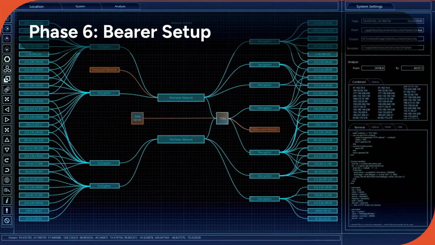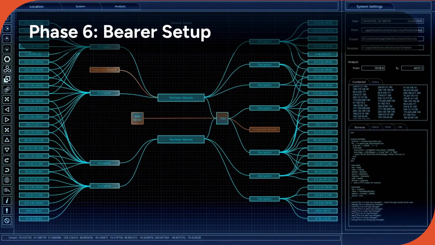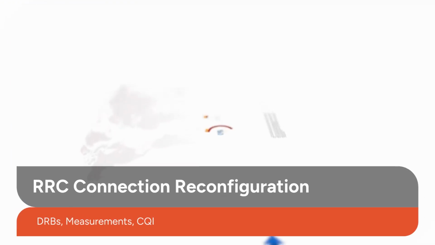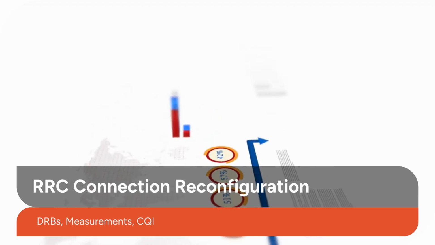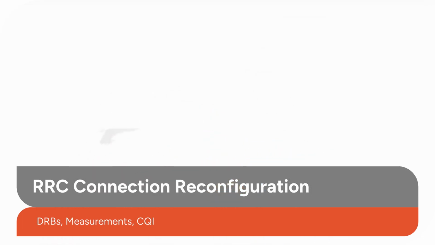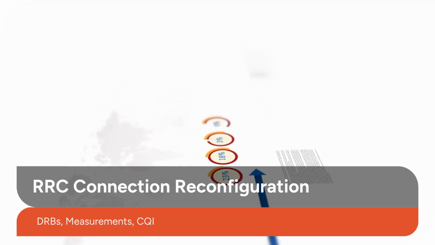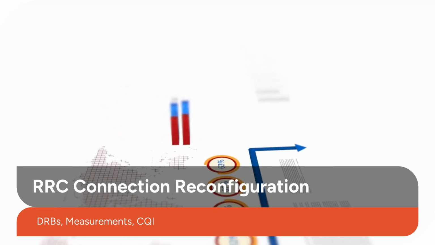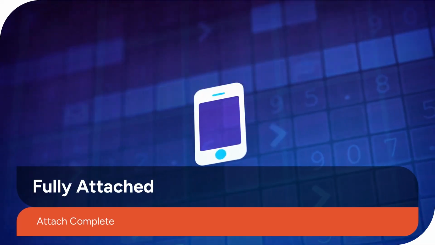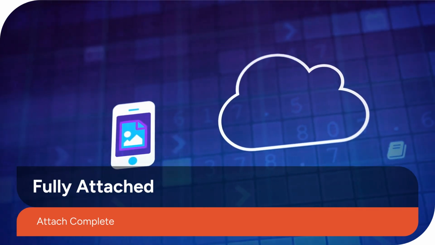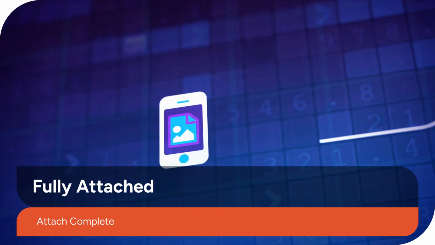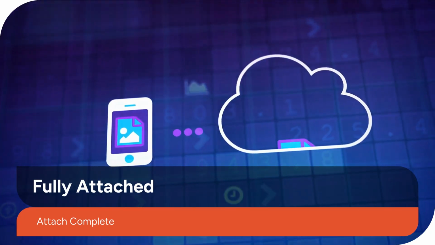The final phase establishes the necessary signaling and user plane resources for data transfer. The base station sends RRC connection reconfiguration, instructing the UE to set up signaling and data radio bearers and activate measurement reporting like channel quality indicator. The modem applies this configuration, activating the default bearer. Finally, the NAS layer sends attach complete. At this point, the UE is fully attached, having obtained an IP address, and is operational in the RRC connected state.